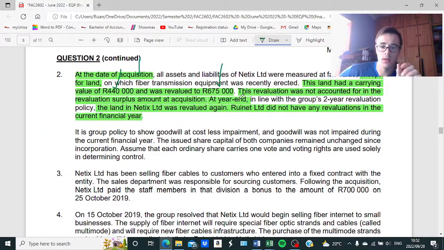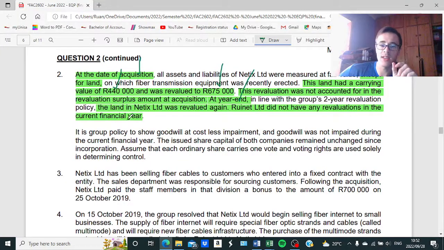Okay. And the parent did not have any revaluations for the current year. Okay, that's fine. There's no adjustments necessary there. Now, it is group policy to show goodwill at cost less impairment, and goodwill was not impaired during the current financial year. As I've said previously in point 1, the issued share capital of both companies remained unchanged since incorporation.